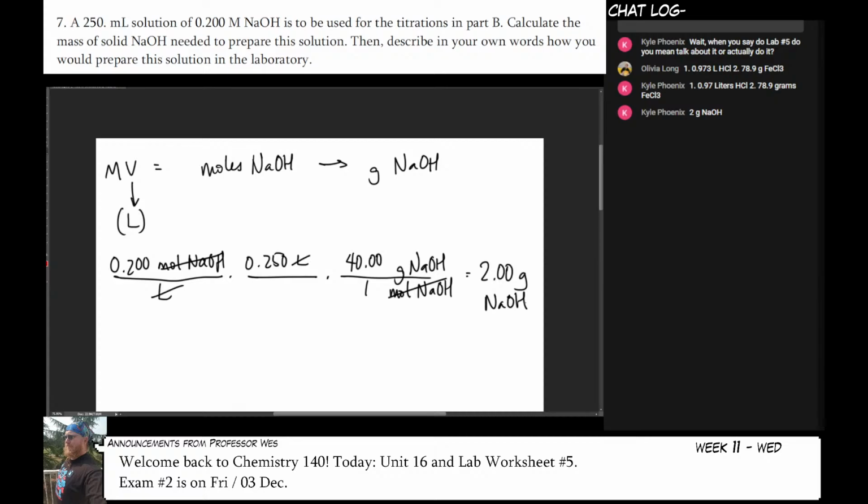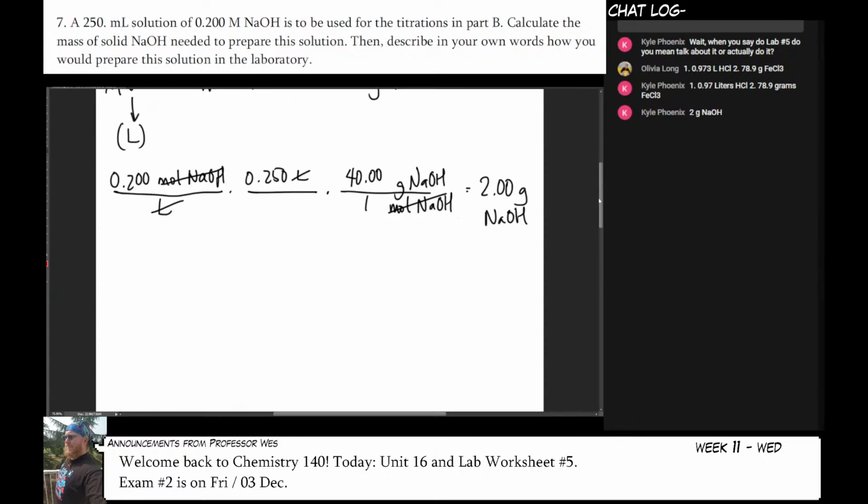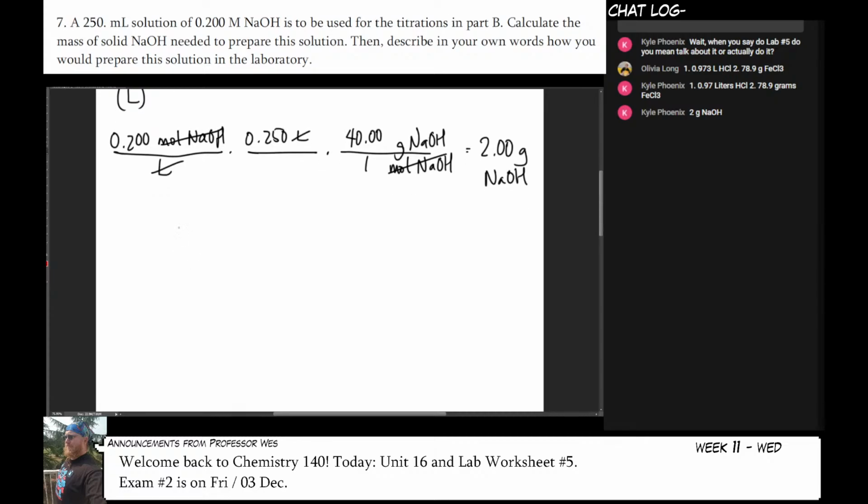All right, so if I was going to make this solution, I would need to put 2 grams of sodium hydroxide into a 250 milliliter flask. So that would look something like this. So here's my flask. And I'm going to put my little pebbles in here of sodium hydroxide. And then, if this is my fill line right here, I would add H2O to the mark so that I had, oops, overfilled it. So I would do this. There we go.